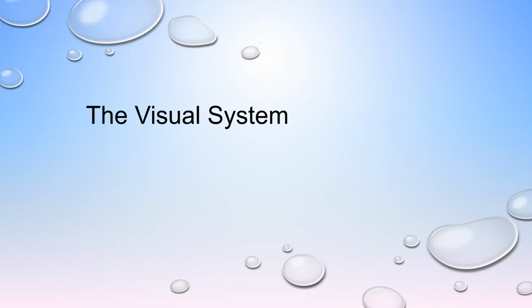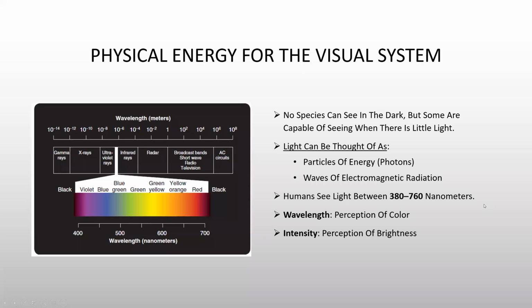For this topic, we are going to discuss the visual system. So we're going to start with the physical energy for the visual system. Just remember that no species can see in the dark, but some are capable of seeing when there's very little light. Light can be thought of as particles of energy, which we call photons, or waves of electromagnetic radiation. And you'll notice in the graphic the different wavelengths here.